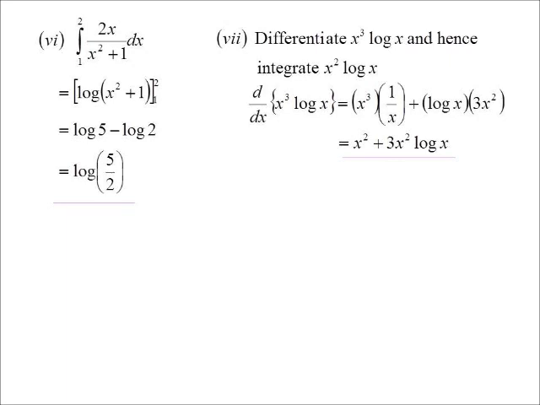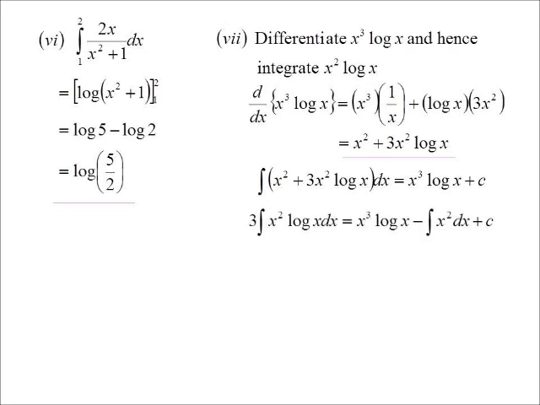However, what I do now know is that when I differentiate x cubed log x, I get x squared plus 3x squared log x. Therefore, when I integrate x squared plus 3x squared log x, I will get x cubed log x. Well, I don't actually want all that integral, but remember, with integration, we can split it up into individual parts. So I can move the integral of the x squared to the right-hand side. So 3 lots of the integral of x squared log x would be x cubed log x minus the integral of x squared dx. So divide everything by 3, but also integrating the x squared, and I get my answer.